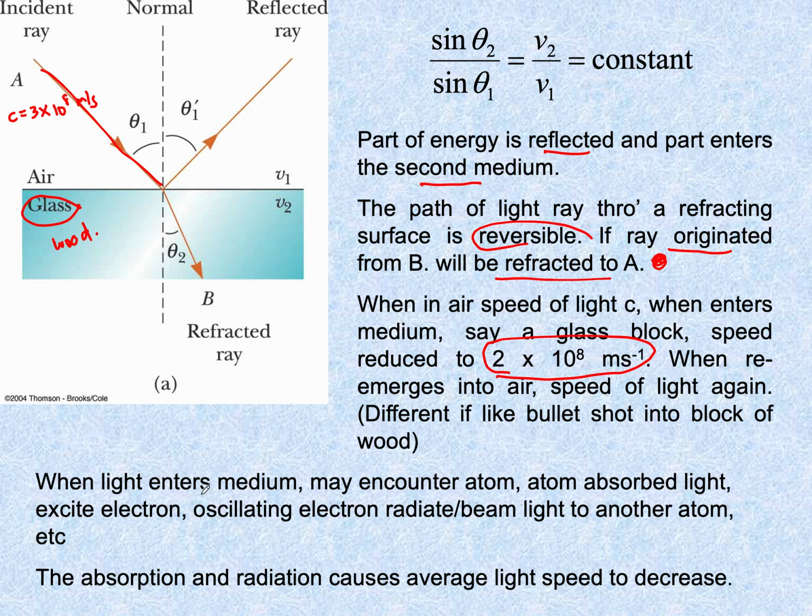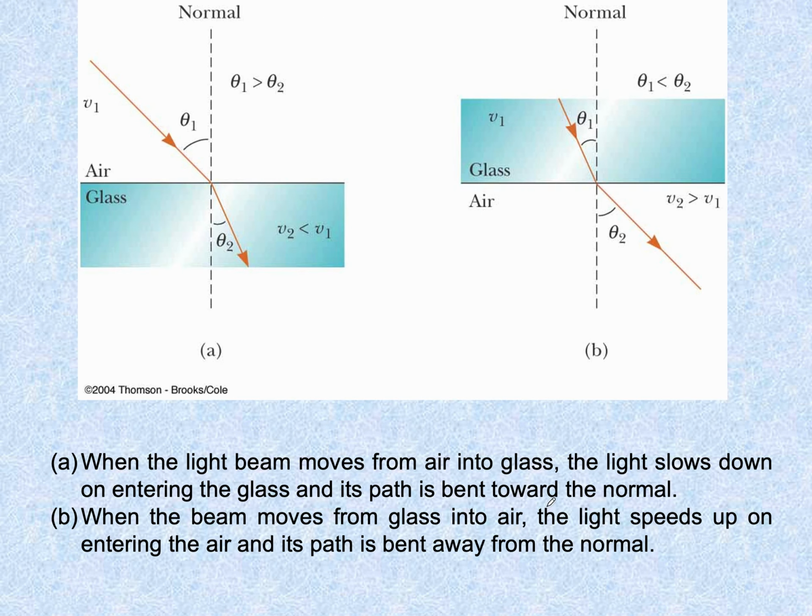When light enters a medium, it may encounter atoms that absorb light, excite electrons, or radiate a beam of light to another atom, and so on. The absorption and radiation cause the average light speed to decrease. So the basic information we need to understand is that if the light passes through a certain medium, the velocity will decrease.